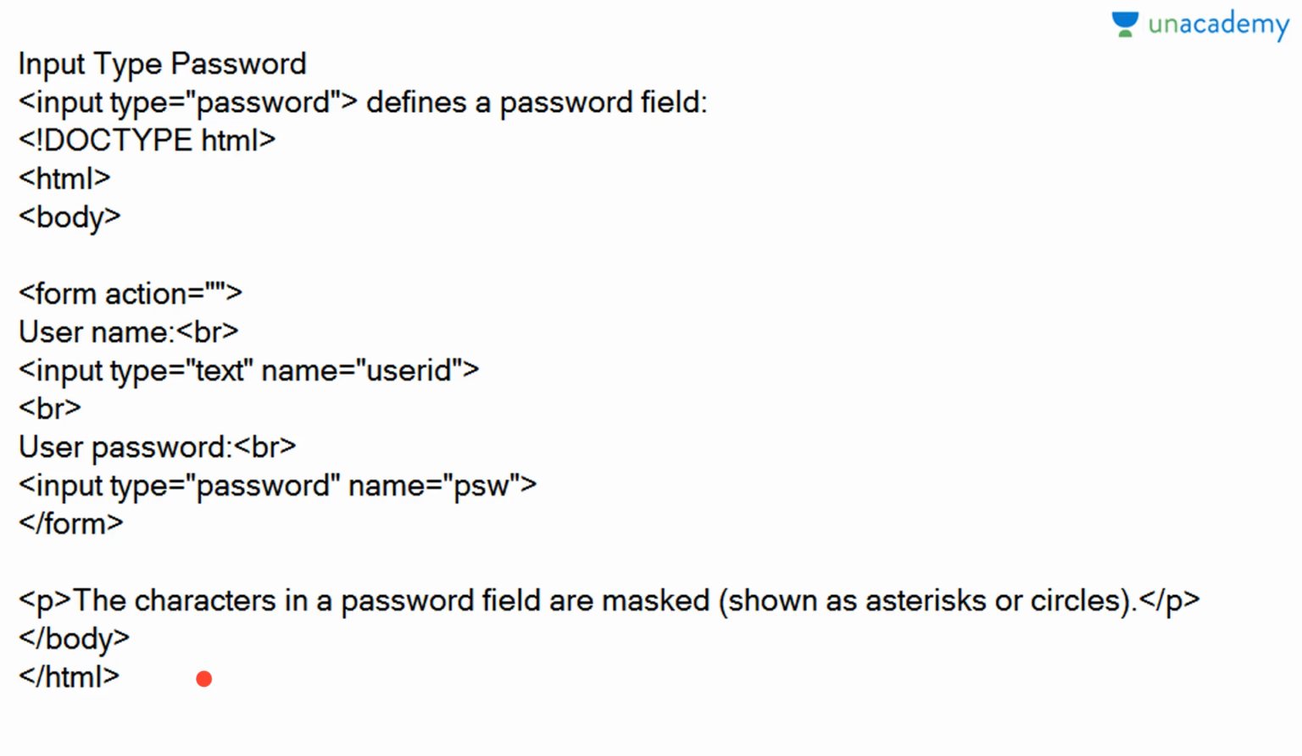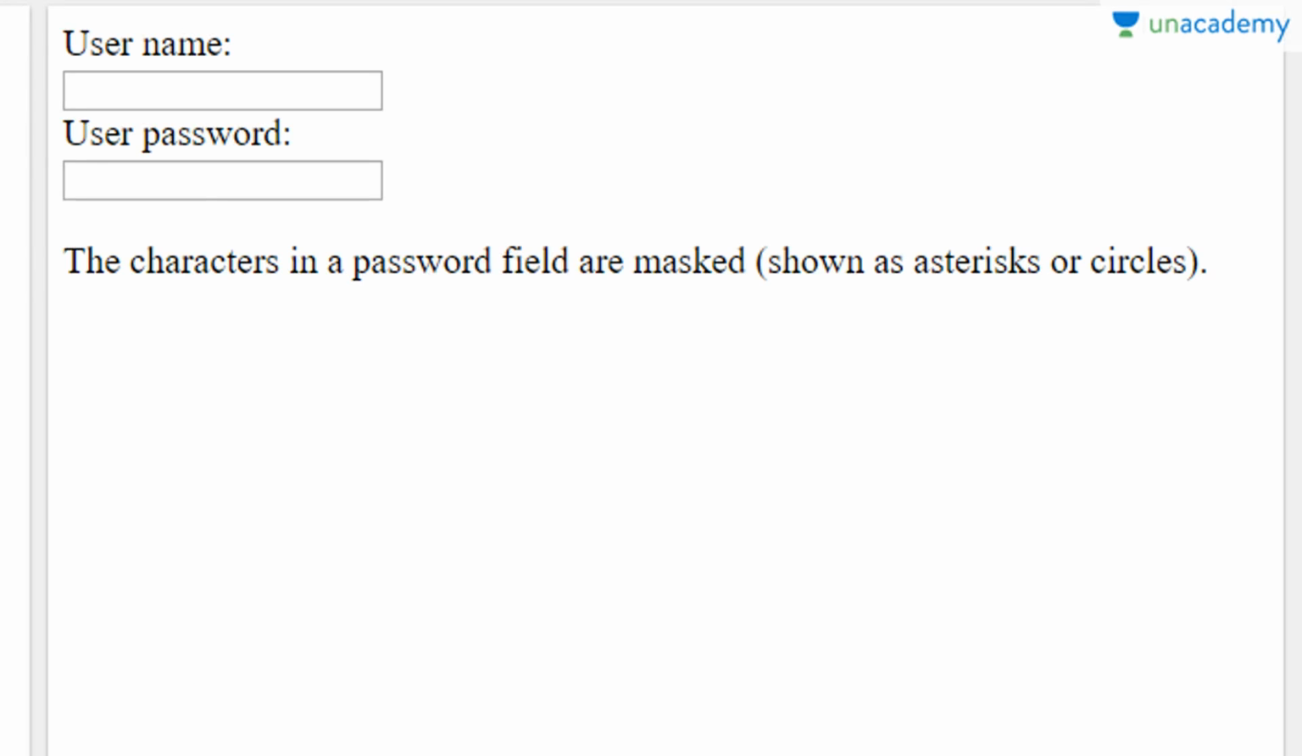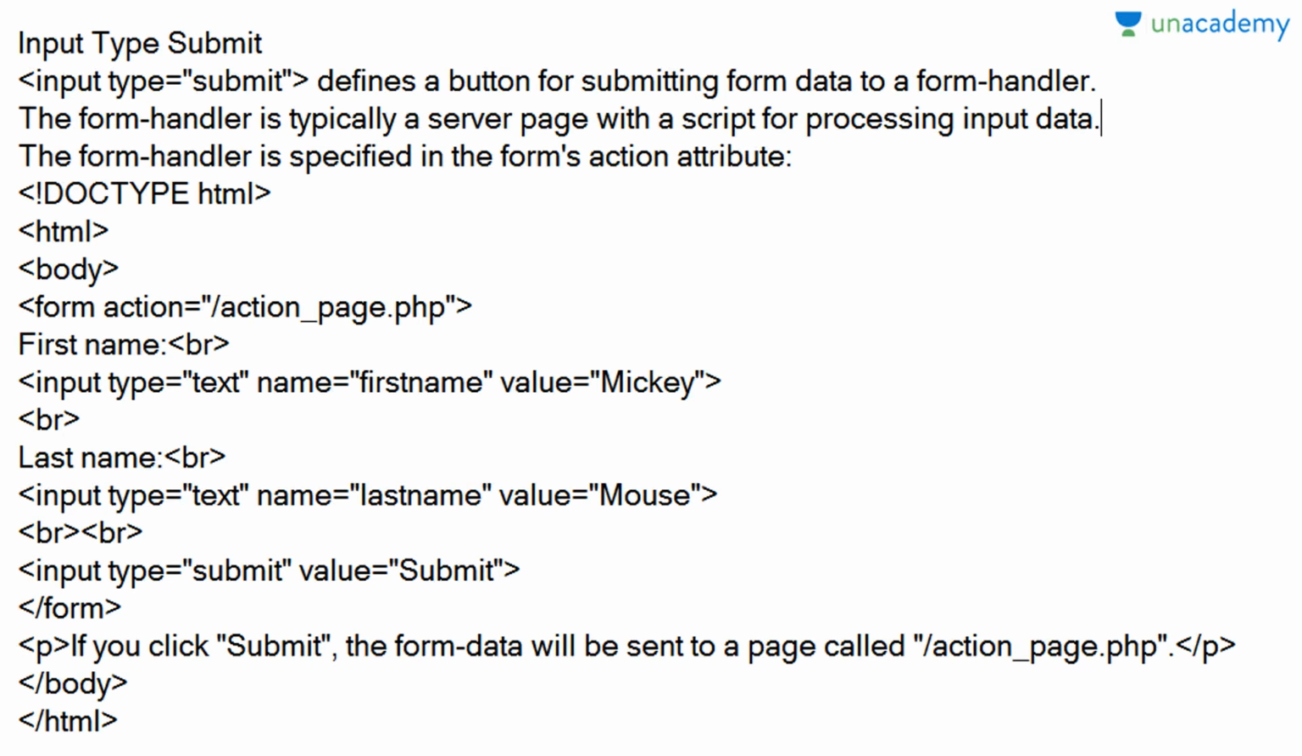The output will be the input type of password. When you submit a password, or when you type it, it will always be displayed with asterisk marks. This is the output of the following code. Username will be given, user password will be given. When you click and enter data over here, the data will completely turn into asterisks. So this is the type, and now we are going to study the input type submit.